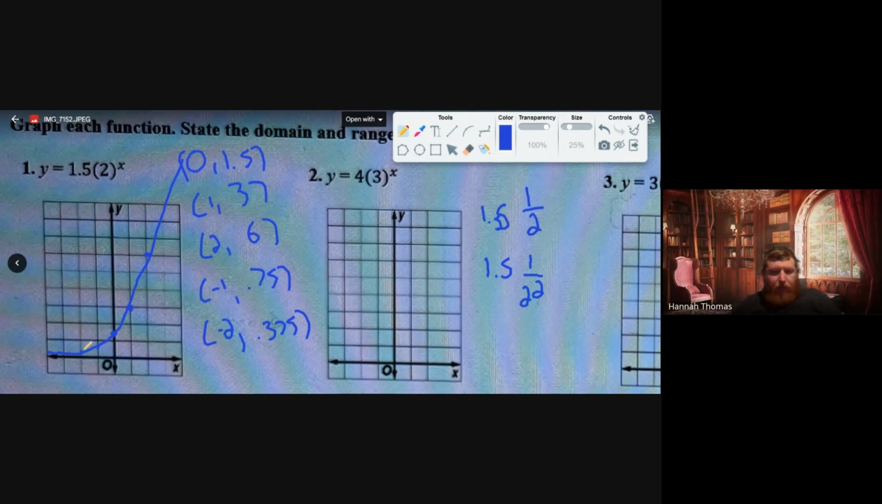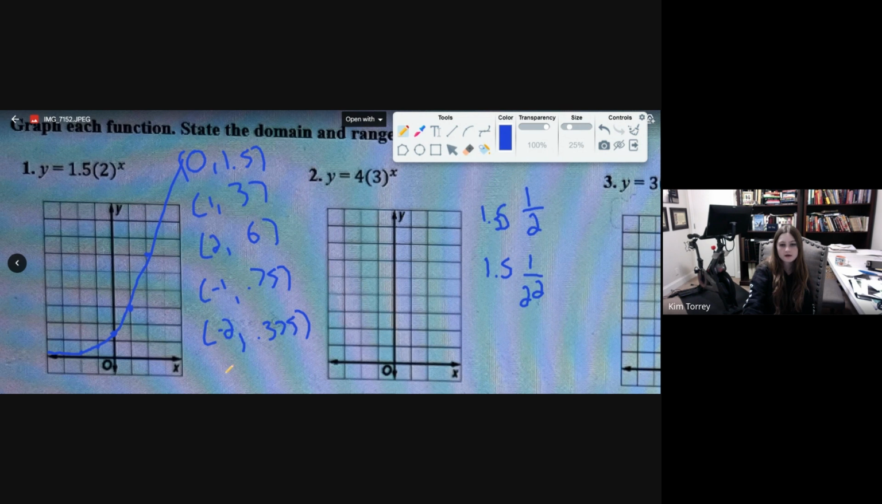Okay. It will never actually cross the x-axis, ever. But it will get super close. Okay.